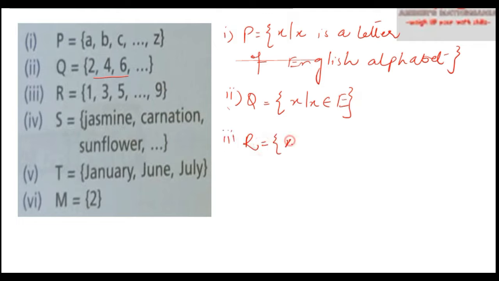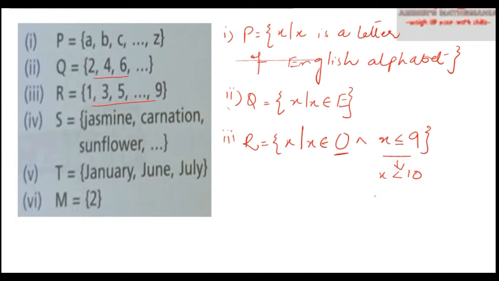Just the third one: X, whereas X belongs to O, these are odd numbers, and X is less than or equal to 9. When we say that X belongs to O, we write all odd numbers until 9, or we can write X is less than 10. Or we can write it this way: this starts from 1 and ends at 9, so 1 is less than or equal to X, less than or equal to 9. This way we can also write this part, in this way or in this way.